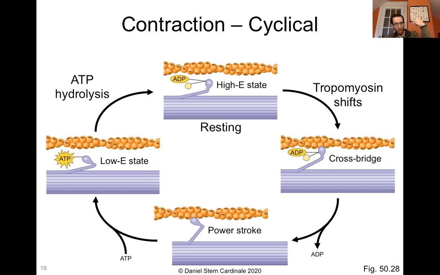So if my hand represents the myosin here, where this is the head of it, you start like this with ADP.